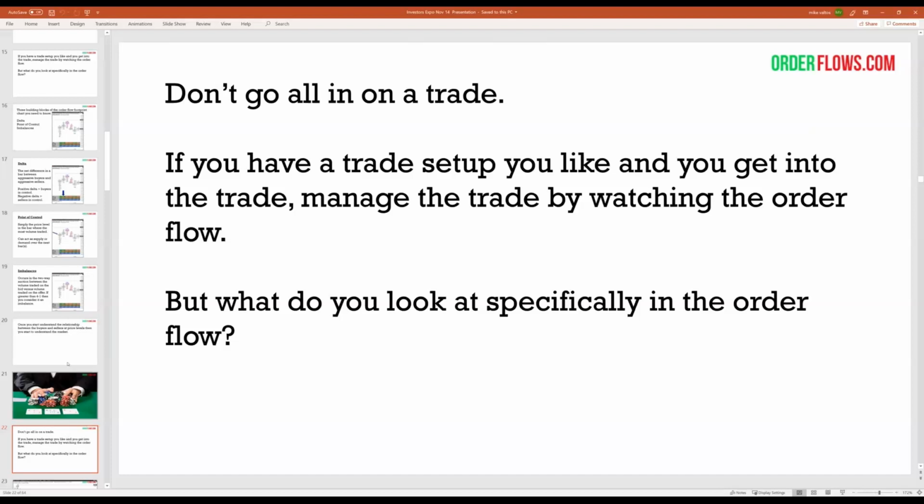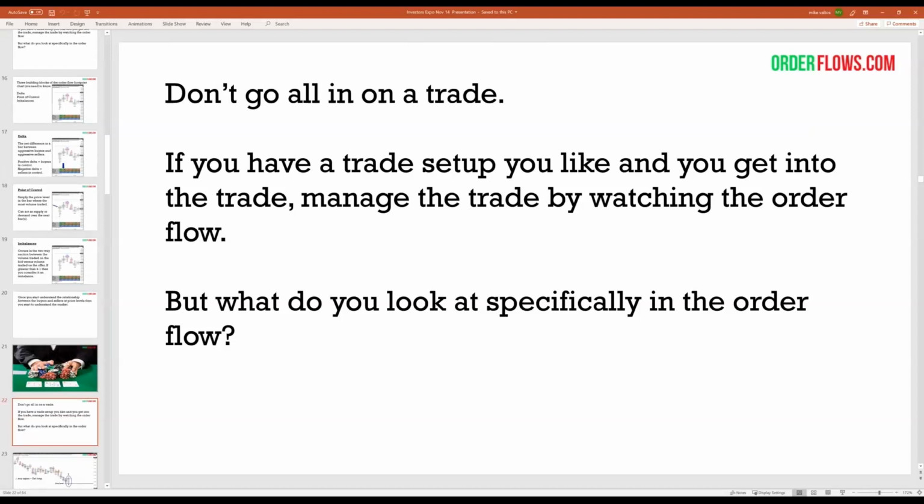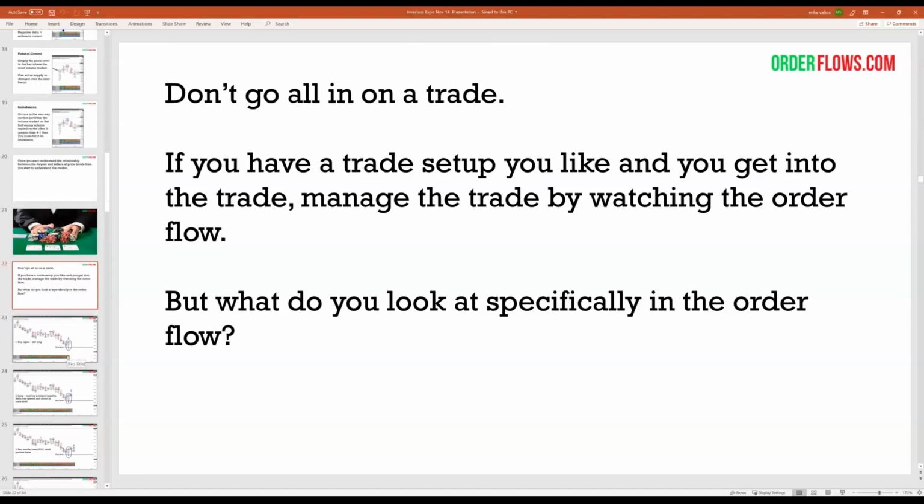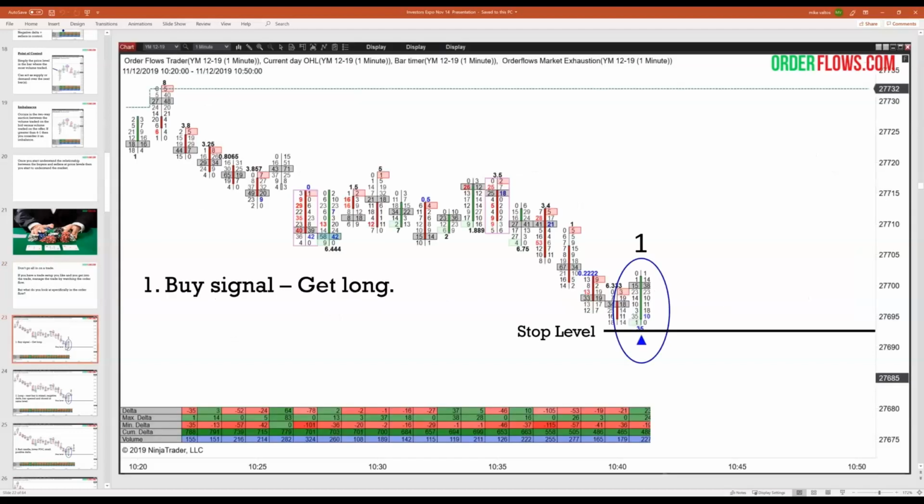So again, I just talked about the 3 concepts of order flow: delta, point of control, and imbalances. That's what you're going to look at in the order flow once you get into a trade to manage that trade. Okay, so I'll just take you through a couple examples, a couple walkthroughs.